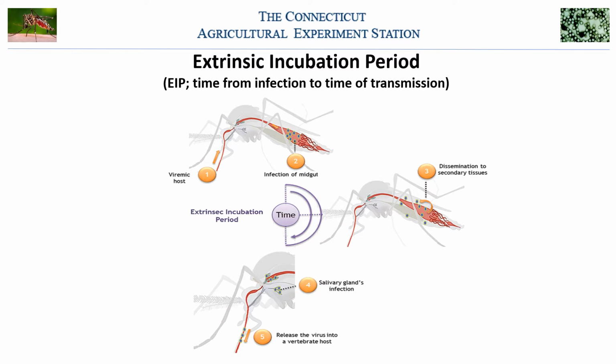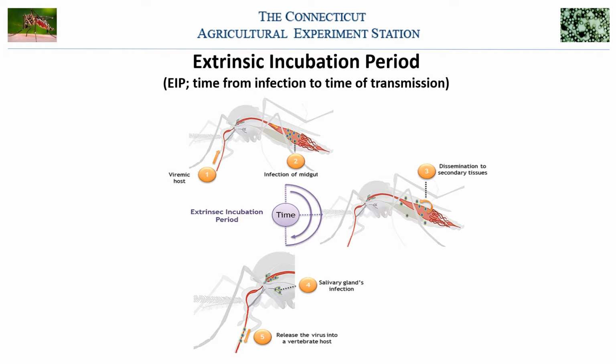So I want to introduce you to this one concept right now called the extrinsic incubation period, or the EIP. And this is the time from infection to the time of transmission. So during the normal course of infection, a mosquito will take a blood meal off of an infectious host. It could be a bird, could be a human, could be a horse. The blood from the host, along with virus in it, gets transported up into the gut of the mosquito. We call it the midgut.